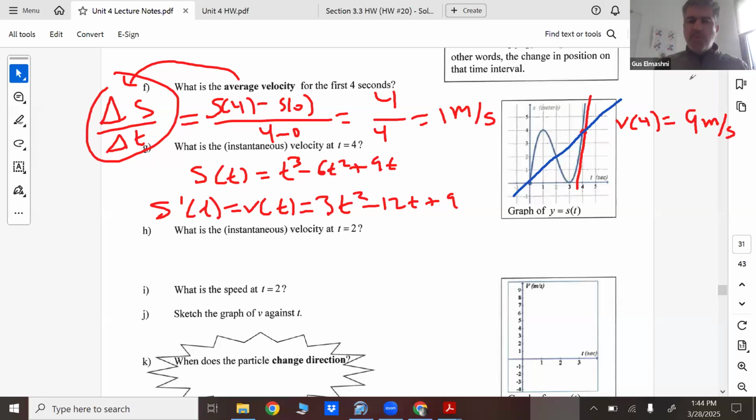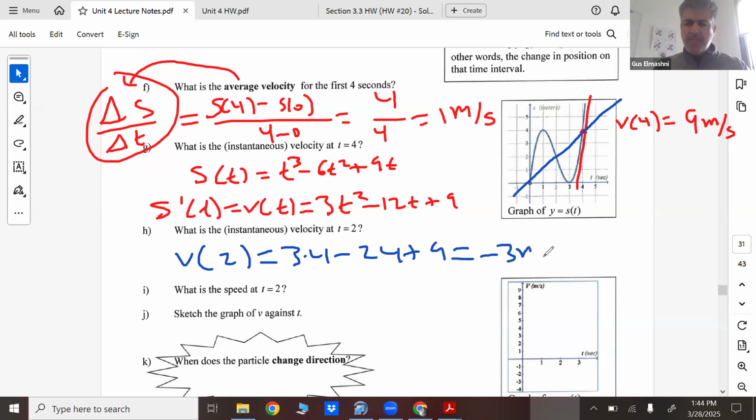So what would it be at 2? Now 2, wouldn't I expect that to be a negative tangent line, right? Yep. So I've got to do v of 2 or s prime of 2. That's going to be 3 times 4 minus 24 plus 9. That should be negative 3, I think. Yeah, I should get negative 3. What's the speed at 2, though? Right, exactly. So if you told the cop, no, I was going negative. No. Your speed, absolute value of velocity.